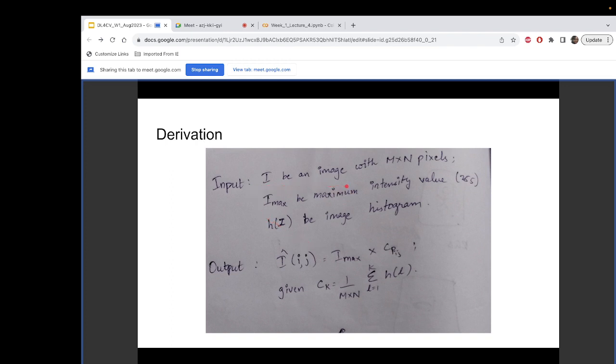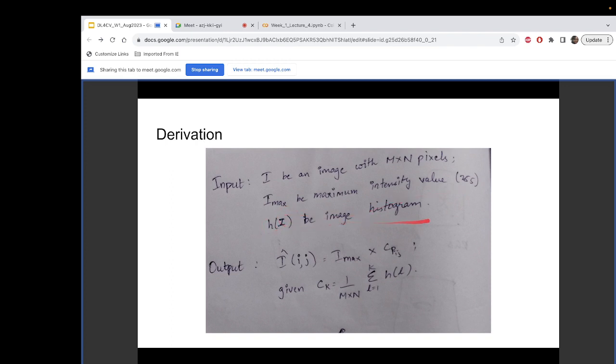Let I be an image with some pixels. So I is an m cross n matrix. For now we'll assume that an image is nothing but a matrix of dimension m cross n, and each entry will contain some pixel intensity. Now let's define something. One is Imax. Imax is nothing but the maximum intensity value, which we are taking to be 255 here, which is the globally accepted constant.